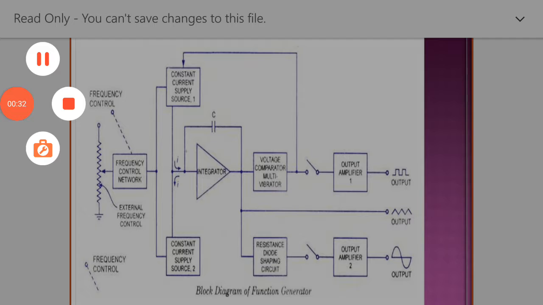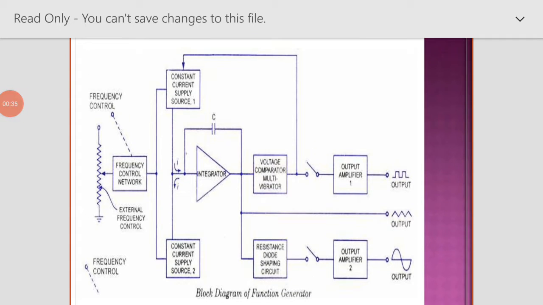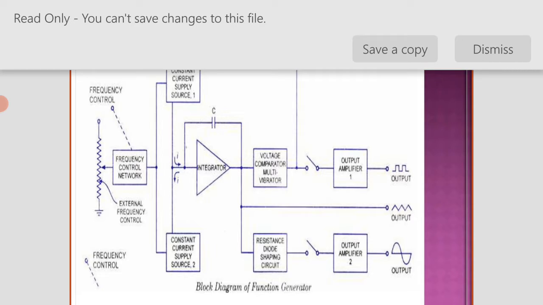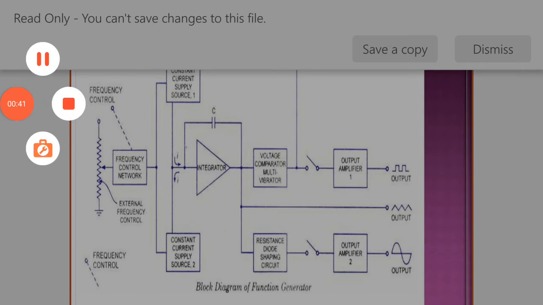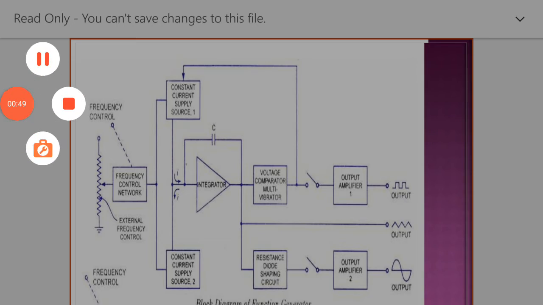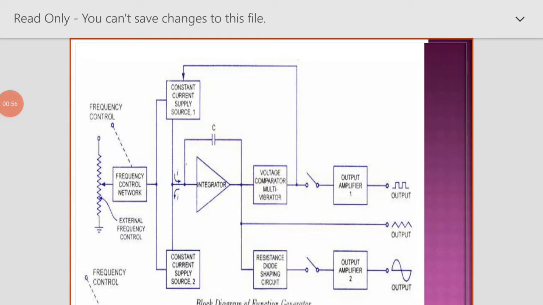The block diagram of function generator consists of a frequency control network. The output of the frequency control network is given to constant current supply source 1 and constant current supply source 2. The outputs of constant current supply sources 1 and 2 are given to the integrator.